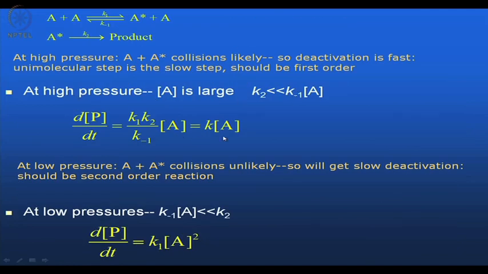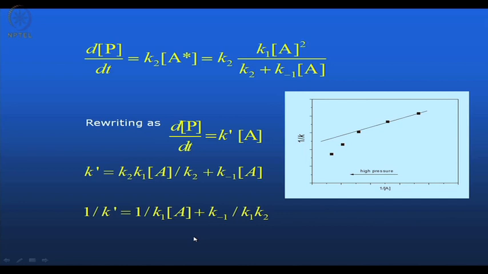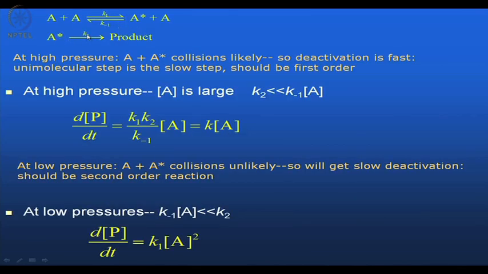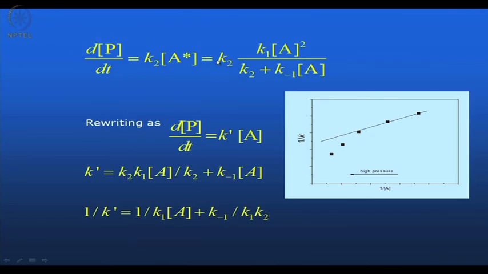Under high pressure condition it is to the power 1 in A, and under low pressure condition it is square. Therefore, what is the evidence that this is happening? Again, recall this expression: dP/dt is equal to K2 into A, that is K2 times K1 A square divided by K2 plus K minus 1 A. It is very simple, I already told many times.